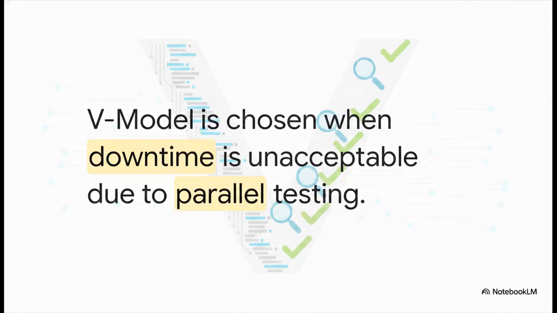Did you guess Waterfall? It's super tempting because we literally just said government apps with locked requirements fit Waterfall perfectly. But that trigger phrase right there, unacceptable downtime, is the dead giveaway. That demands the rigorous parallel testing discipline of the V model to guarantee stability.